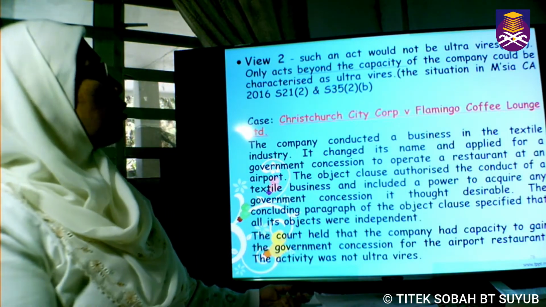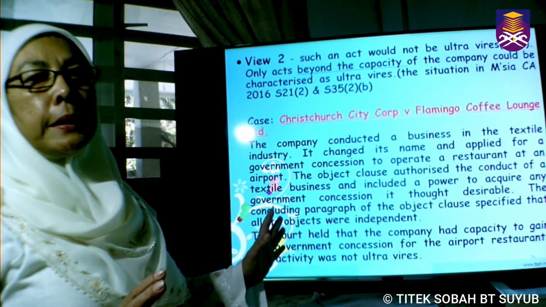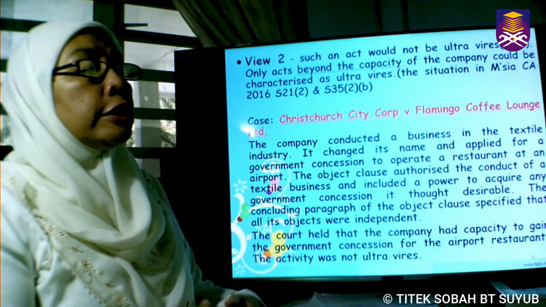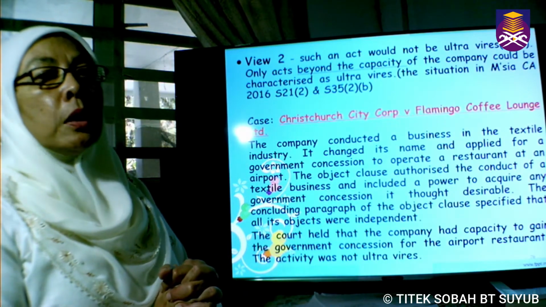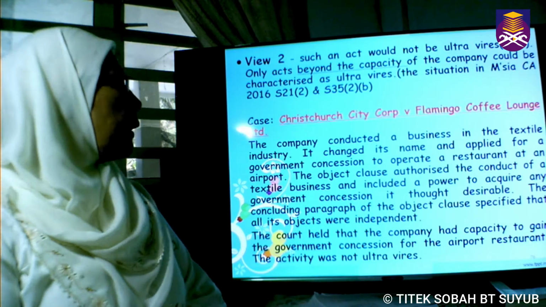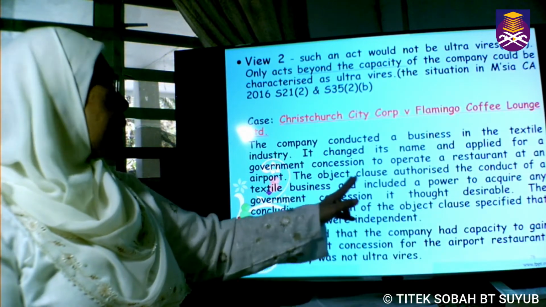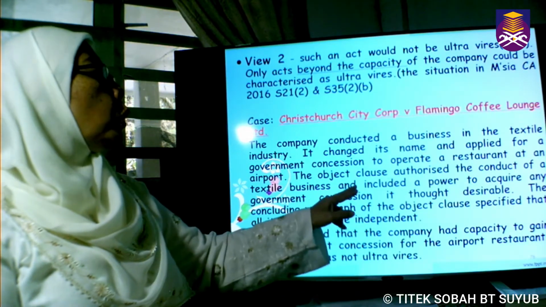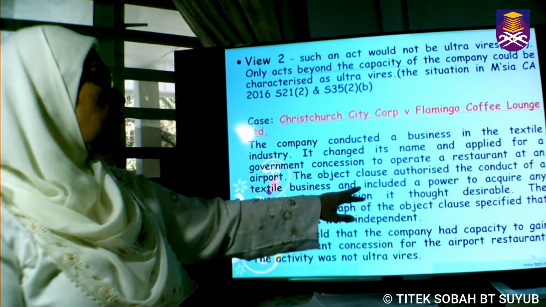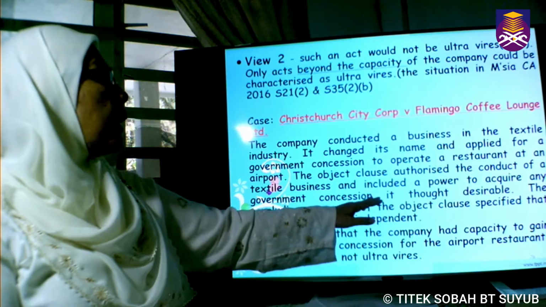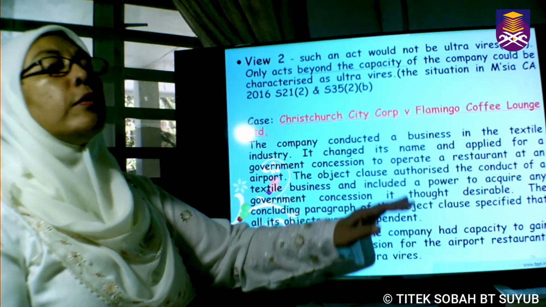So let's have a look at the case of Christchurch City Corporation versus Flamingo Coffee Lounge Limited. This company conducted a textile industry, then it changed its name and applied for a government concession to operate a restaurant at an airport. Let us have a look at the object clause of the constitution of the company. The object clause says the company is authorized to conduct a textile business and included a power to acquire any government concession if thought desirable. You see the word 'and', included, right? The concluding paragraph of the object clause specified that all its objects were independent.